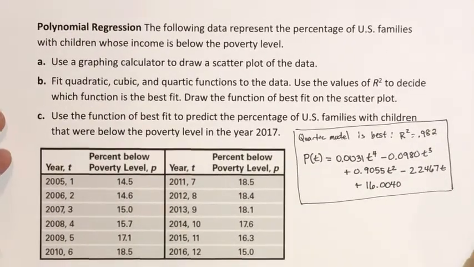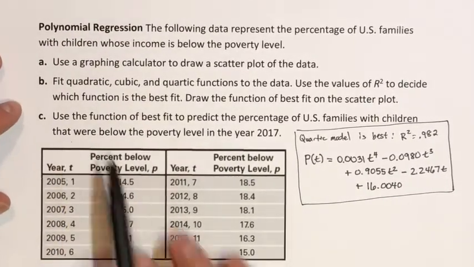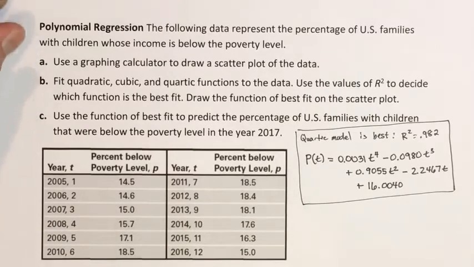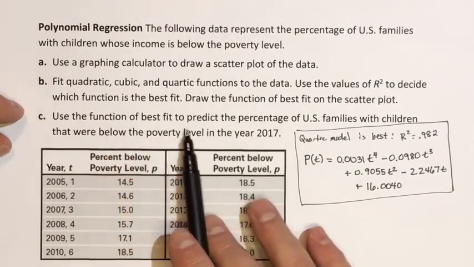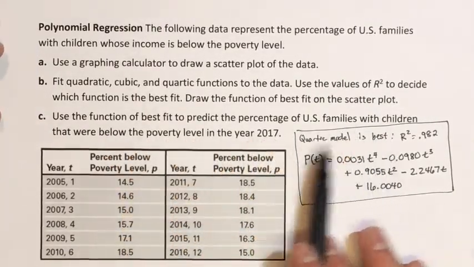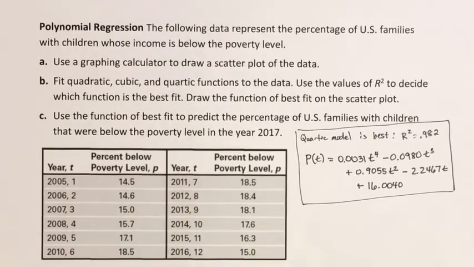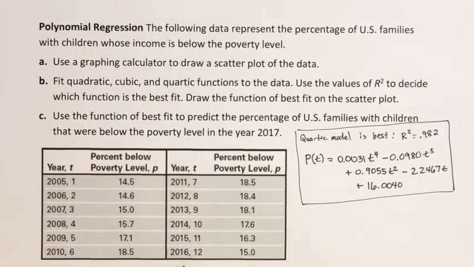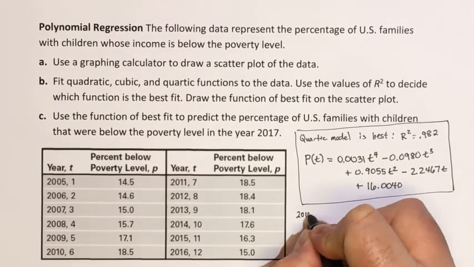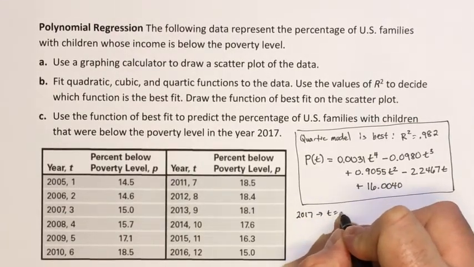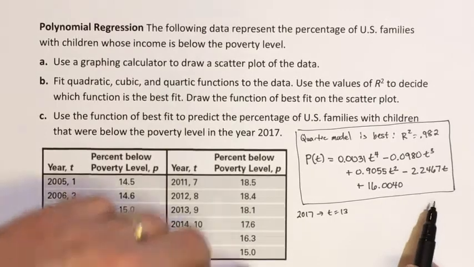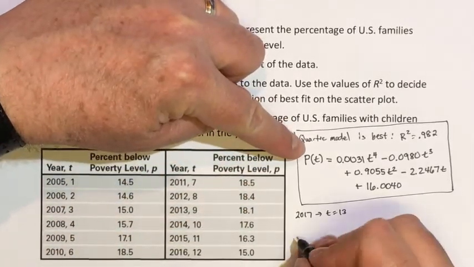So we've done part A and part B, so we just need to finish up with part C. Use the function to predict the percentage of U.S. families with children that were below poverty level in the year 2017. If 2016 is year 12, then 2017 is going to be year 13. So 2017 means t equals 13. I'm just going to plug 13 into my function.